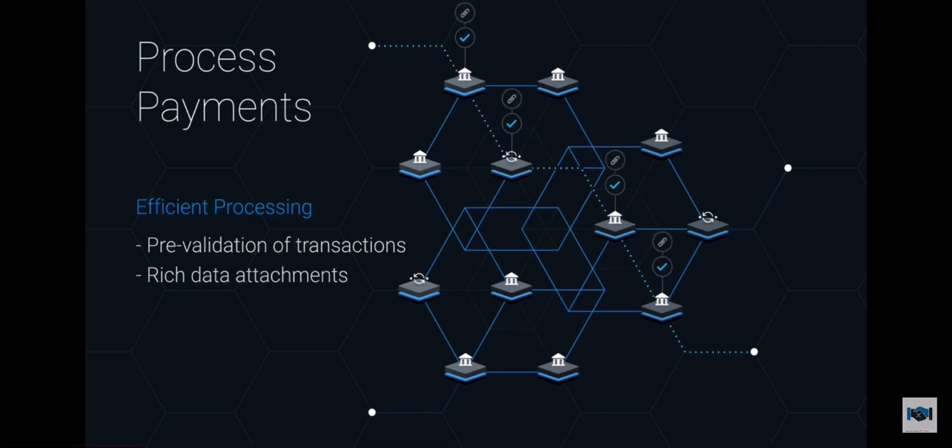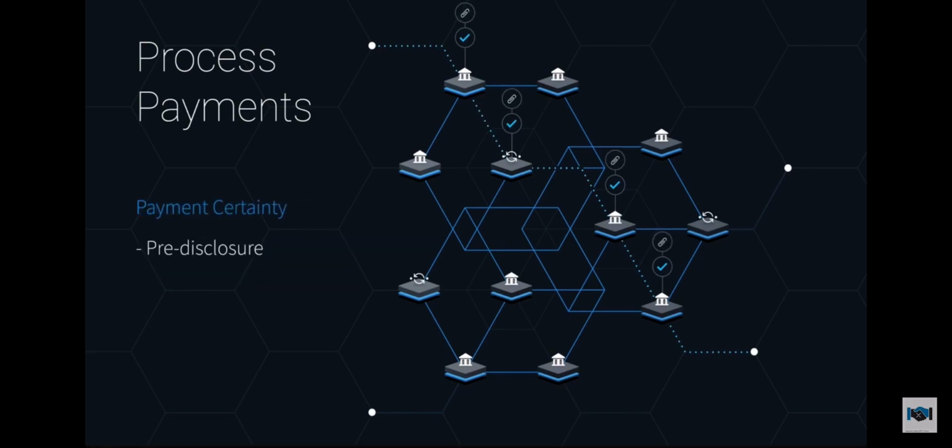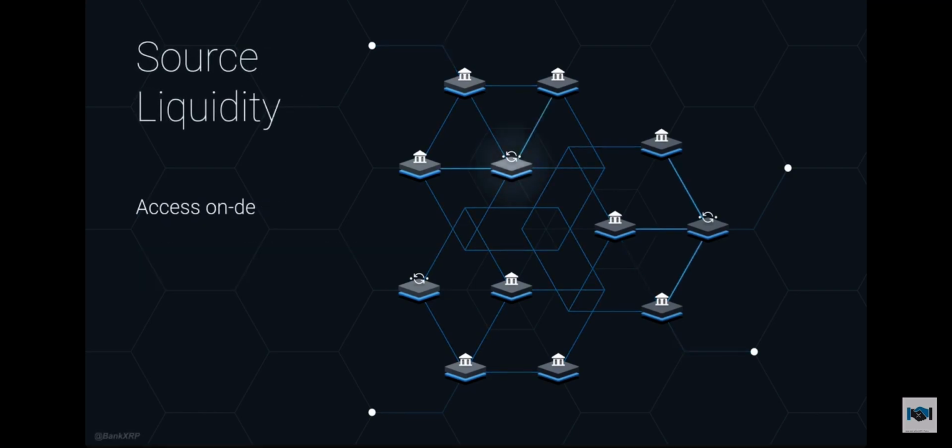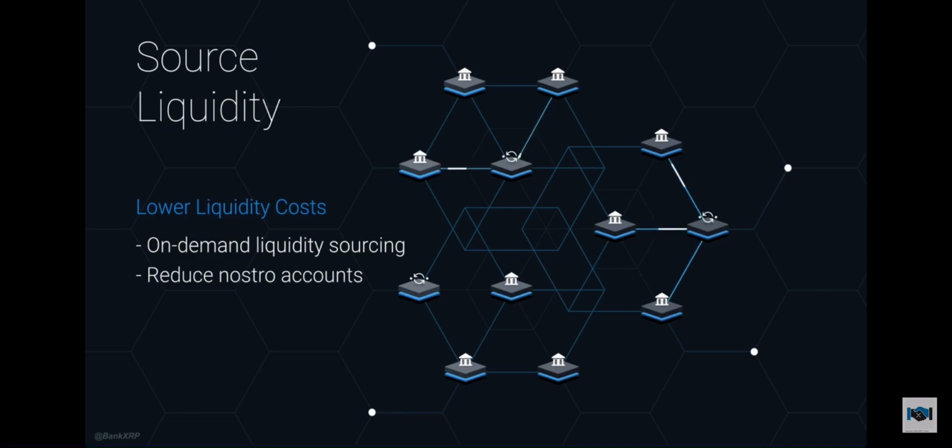It also provides payment certainty through the pre-disclosure of information prior to settlement to eliminate failures, and through atomic settlement that provides pass-fail processing across all intermediaries to avoid settlement leg risk. Network members can also source liquidity through access to an on-demand pool of liquidity through digital assets. RippleNet provides the ability to lower liquidity costs by being able to source liquidity on demand and reduce the amount of nostros required to make global payments.